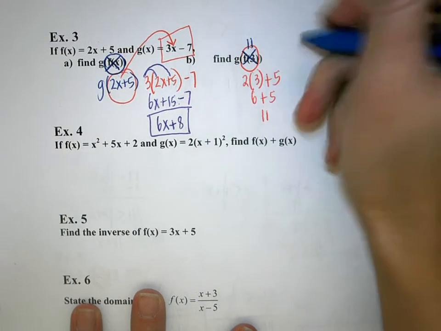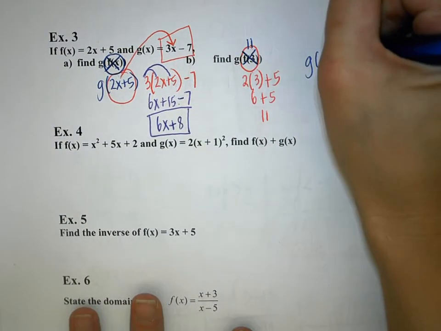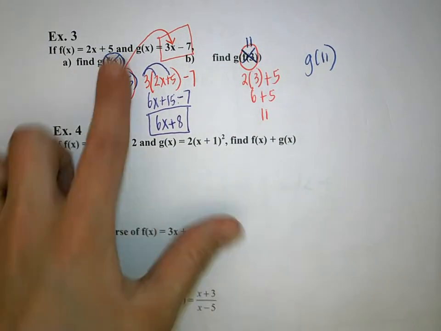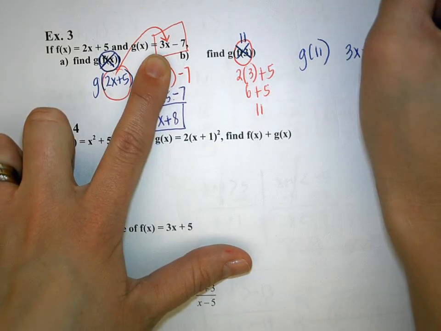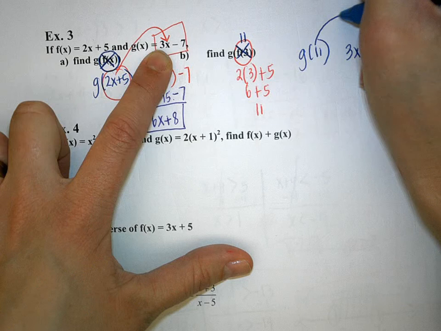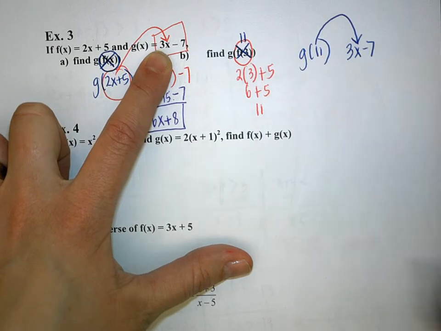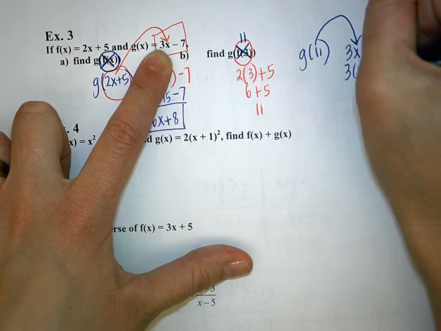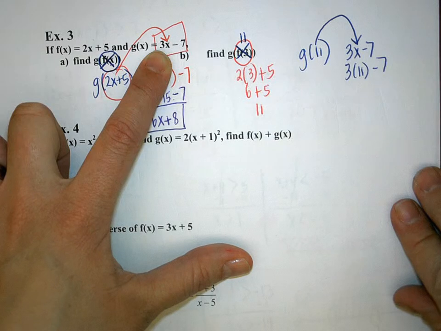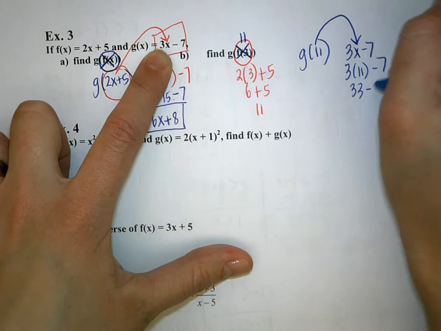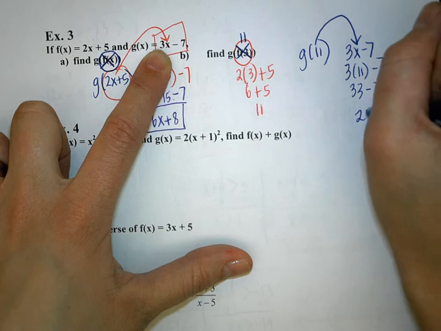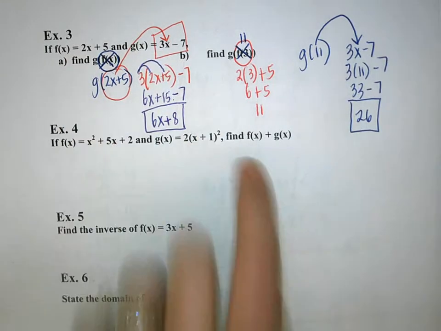So that means now I'm finding g of 11. So we go to our g equation. My g equation is 3x minus 7. But instead of writing x, I'm going to write 11. So we have 3 times 11 minus 7. 3 times 11 is 33, and 33 minus 7 makes 26. So my answer for B is 26.